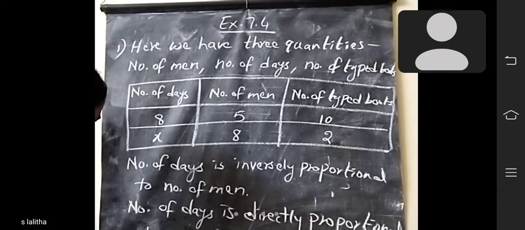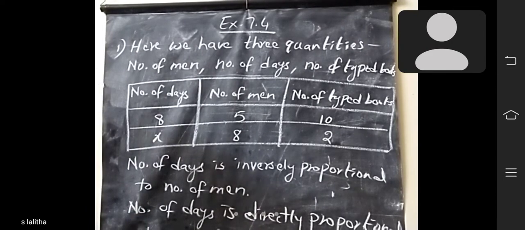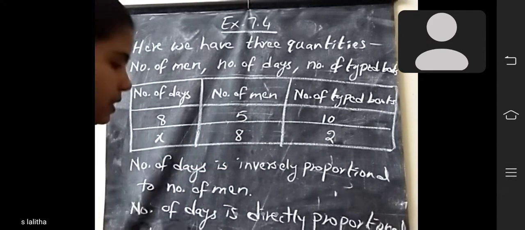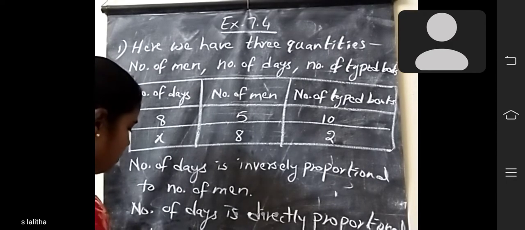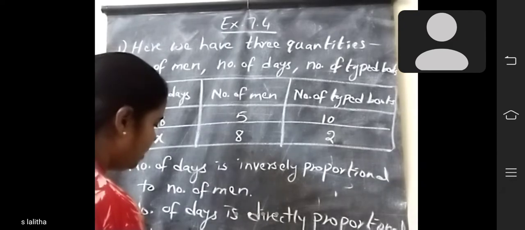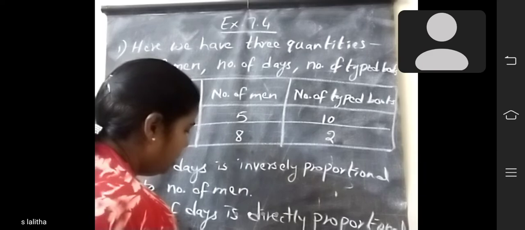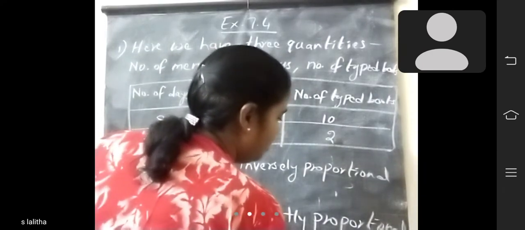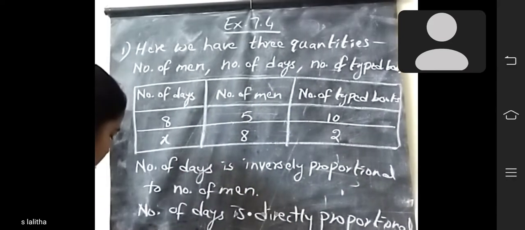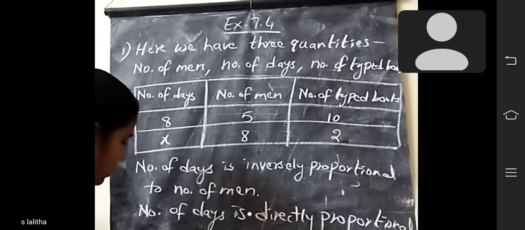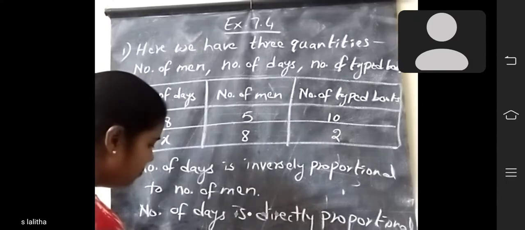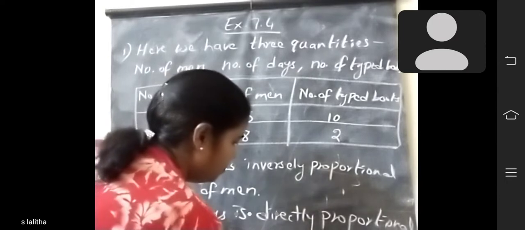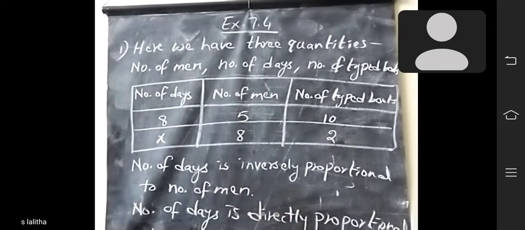So here, what do you observe here? Number of days depends upon these two quantities. So right here, number of days depends upon number of men and number of typed books. Okay, did you understand, children, up to here?